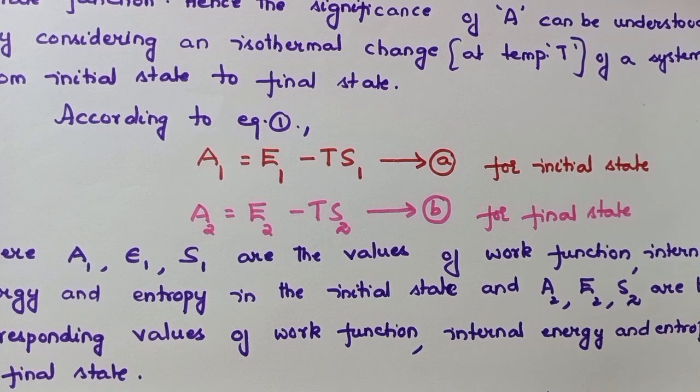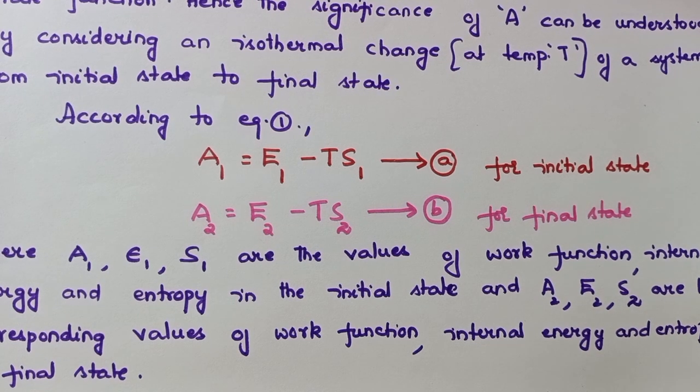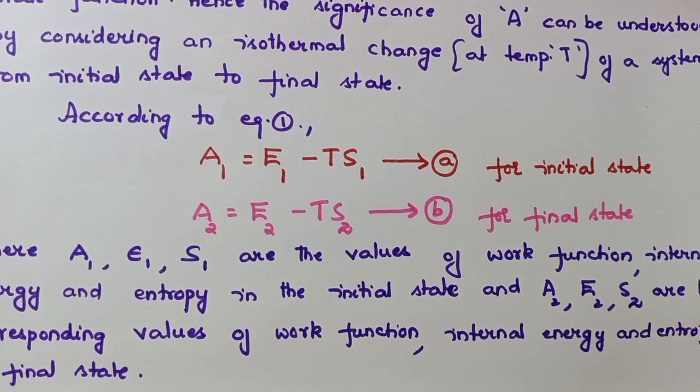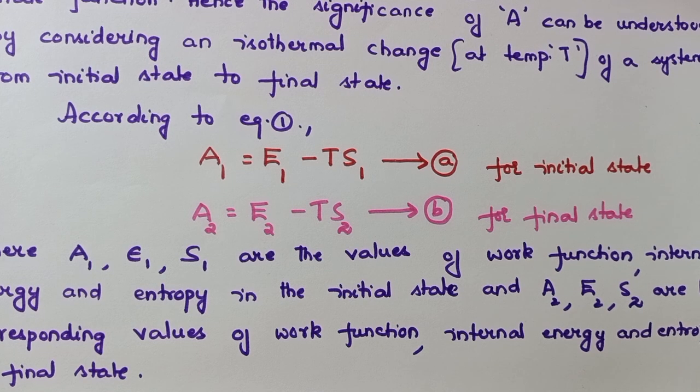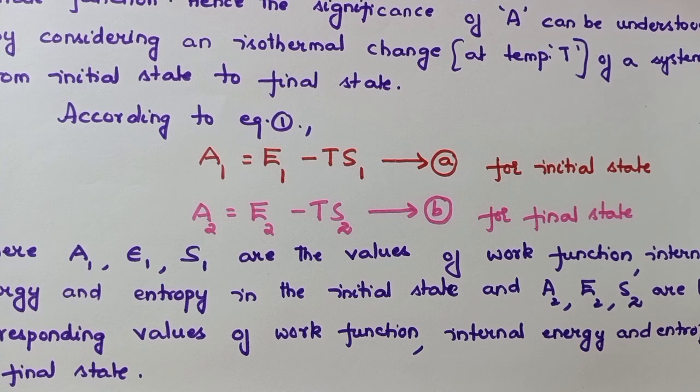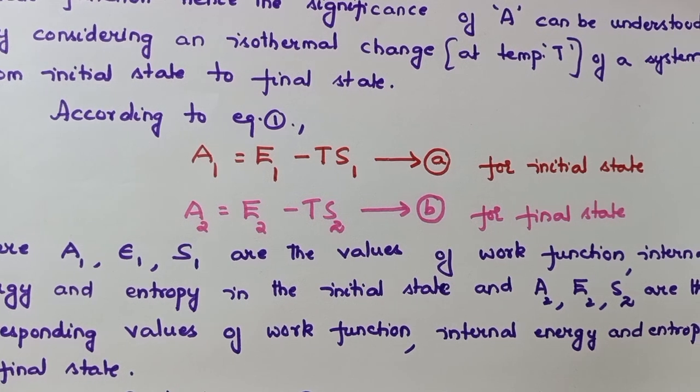Okay. So why did we consider initial state and final state? Because A must be a state function. Why must A be a state function? Because in the expression, E, T and S, all three are state functions. Hence, A also should be a state function. So that's the reason we have considered the initial state and final state of the system.